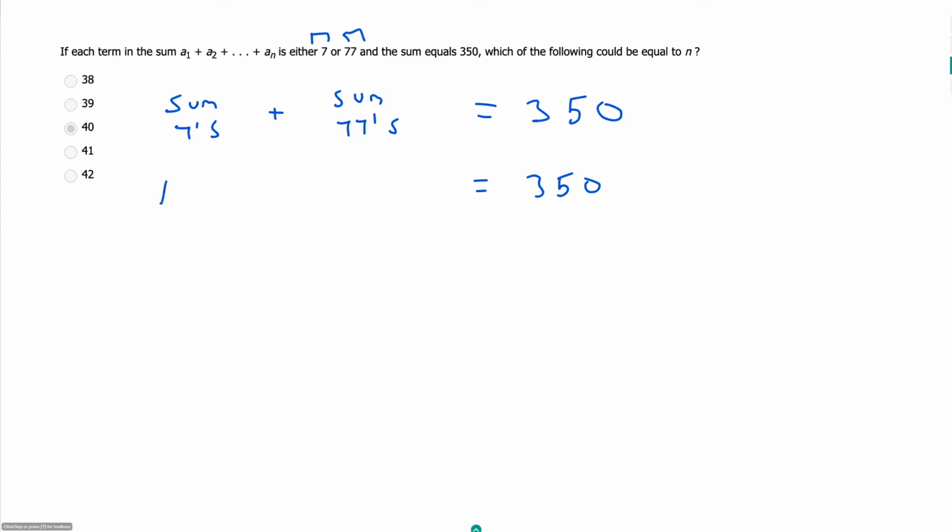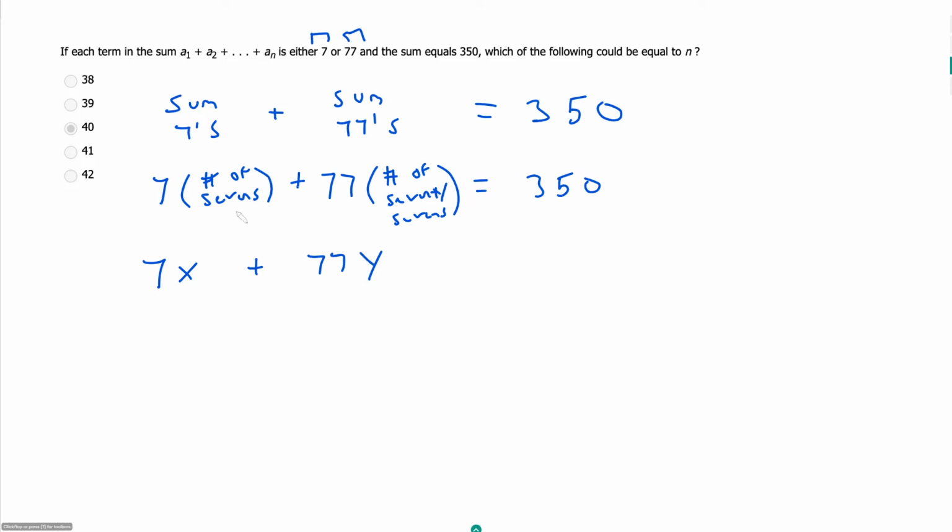Now I can further break this down by saying the sum of my 7s is just going to be 7 times the number of 7s that I have in my sequence, plus 77 times the number of 77s in the sequence. And now that I have an accurate equation, this is just 7x plus 77y, where x is the number of 7s I have and y is the number of 77s that I have.